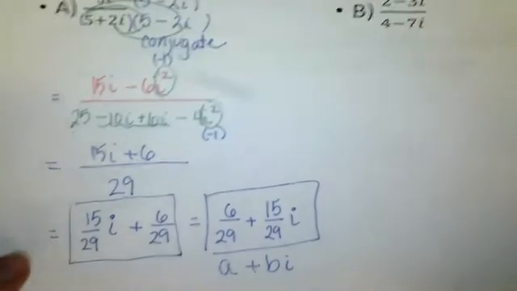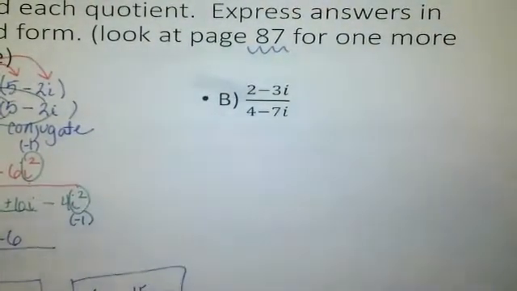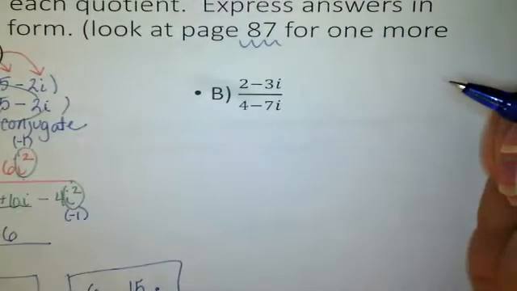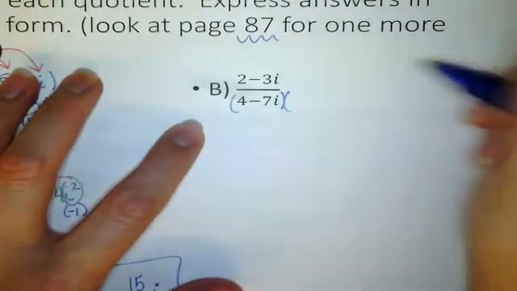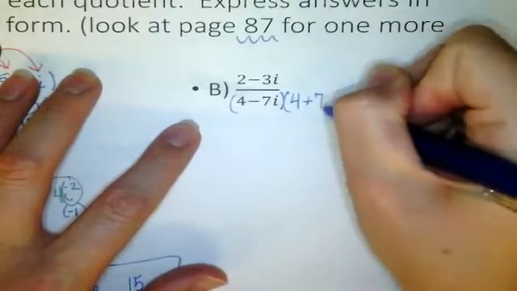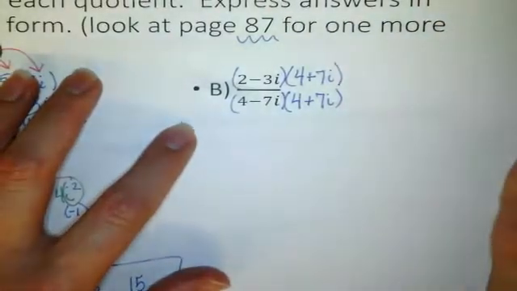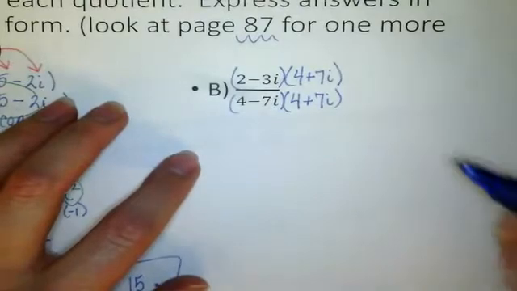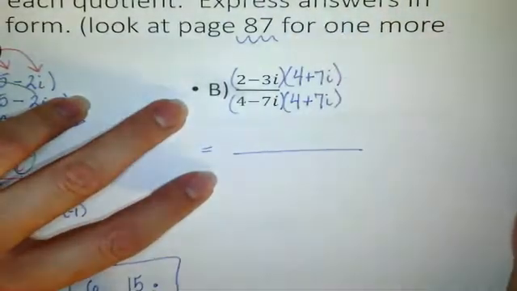I am telling you on these to look at page 87 for one more example. It would be a good idea to have a look at that. All right, what do we need to do for letter B here? Multiply by the conjugate. What is the conjugate? 4 plus 7i. Very good. Do I need to do this, or can I let you guys work it out? All right, you all do it. You're all working hard on it already, so you go ahead and do it. Yeah, you do. You have to distribute on top and bottom.